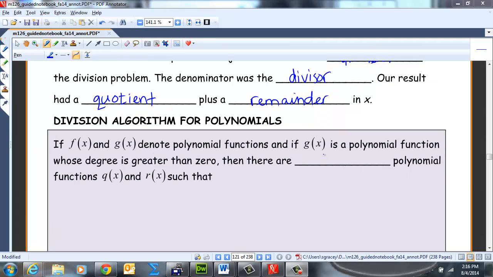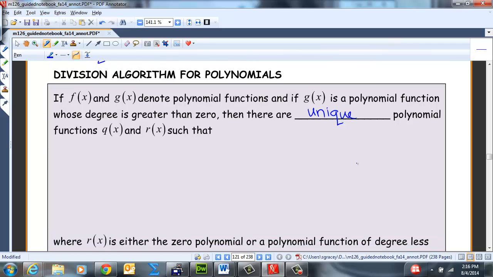So it turns out that if f of x and g of x denote polynomial functions, and if g of x is a polynomial function whose degree is greater than 0, then there are unique polynomial functions q of x and r of x such that f of x divided by g of x is equal to our quotient in x plus a remainder in x divided by the divisor, which was g of x.